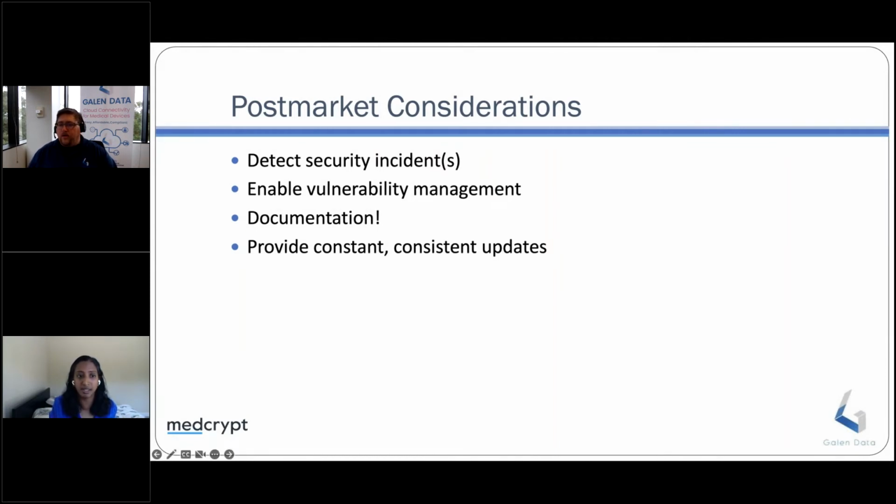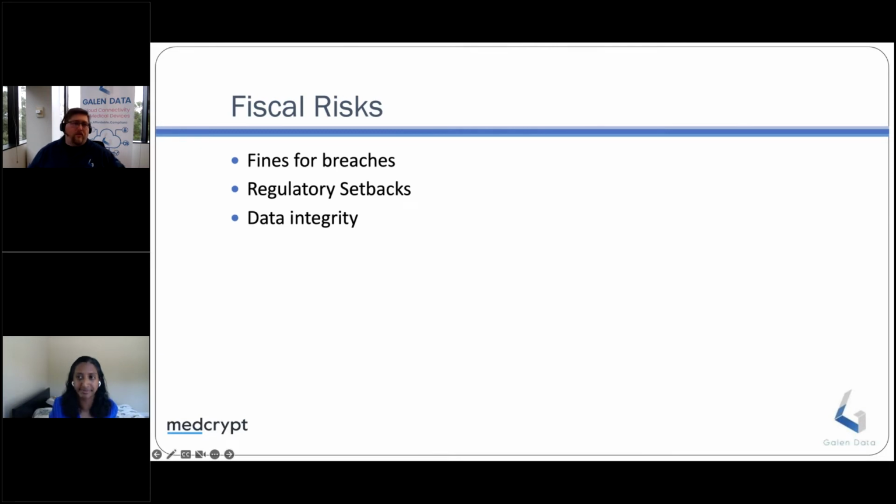So let's move on to what the outcome of not doing any of this stuff is. The fiscal risks around not designing for security and not using design controls and all that. So there's the obvious, the fines for breaches. Both HIPAA and GDPR specify some pretty hefty fines for every time data is exposed. The big thing I don't think a lot of people realize is the regulatory setbacks that are part of all of this, and then just maintaining your data integrity.